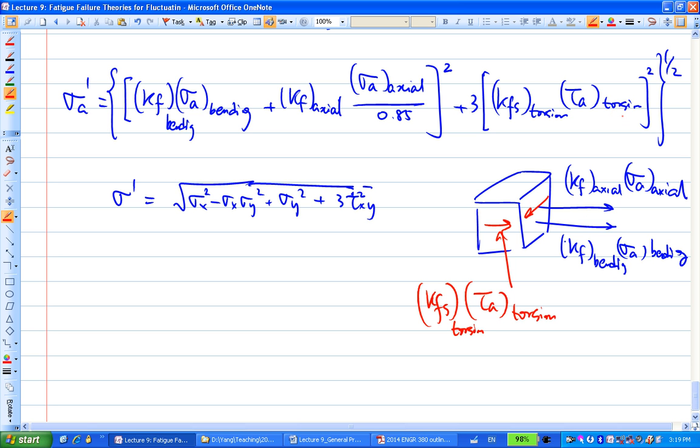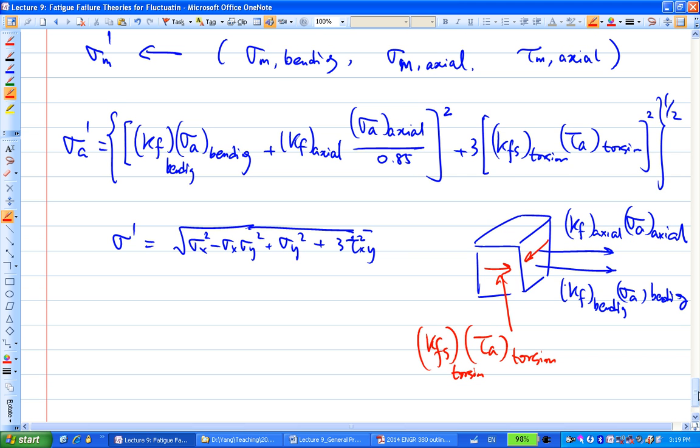But you might argue there's one simple question here. Why are you dividing by 0.85 here? Because I'm not directly adding these two, right? The formula actually divides by 0.85 for the sigma A axial. So keep that as a question mark, and I'll explain that in the next lecture. All good?